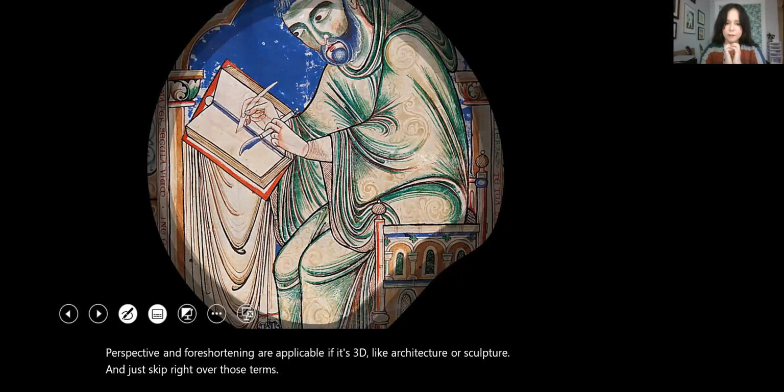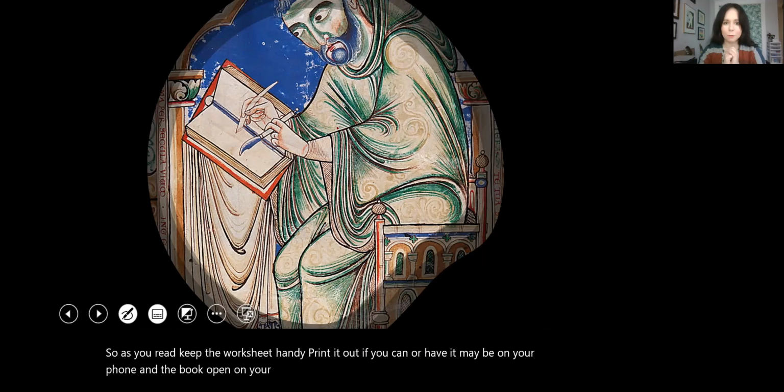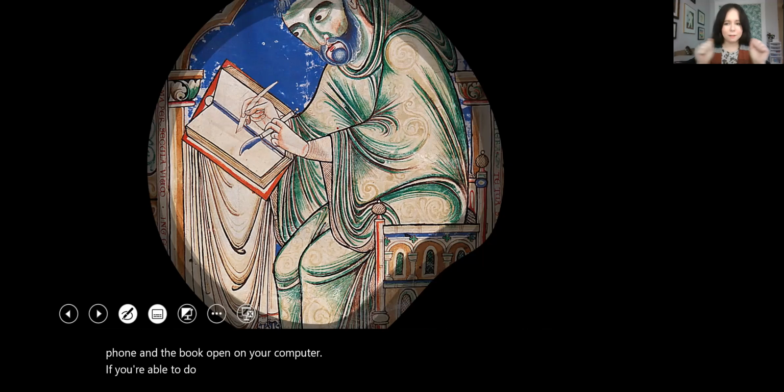So as you read, keep the worksheet handy. You know, print it out if you can, or have it maybe on your phone and the book open on your computer, if you're able to do so. And approach the material in two ways. You're learning the vocabulary, you're learning how to deal with visual information as well as textual information, but also be asking yourself these questions. Why did the artist make that choice? And that's what the author will answer in each paragraph about each artwork.